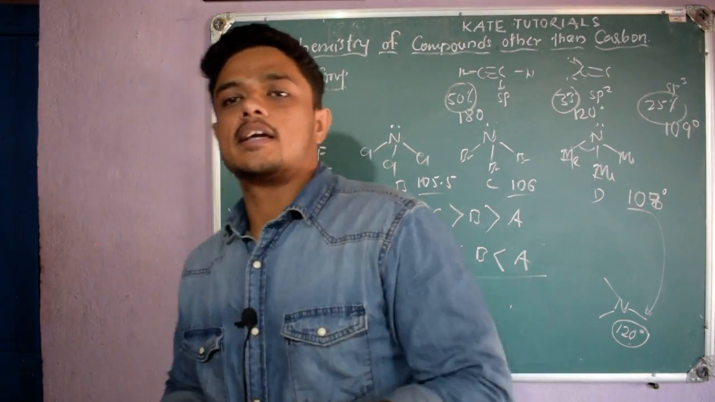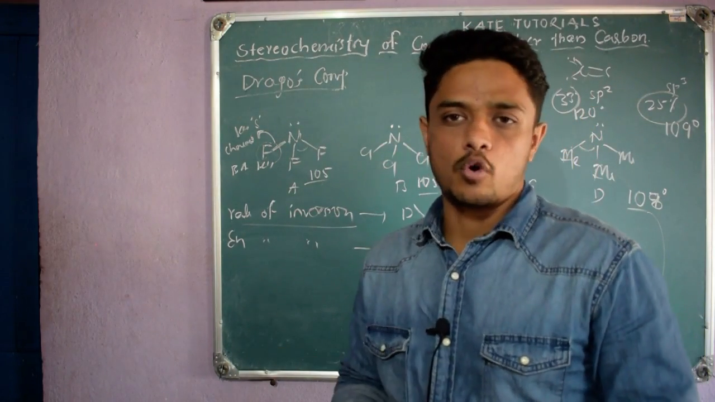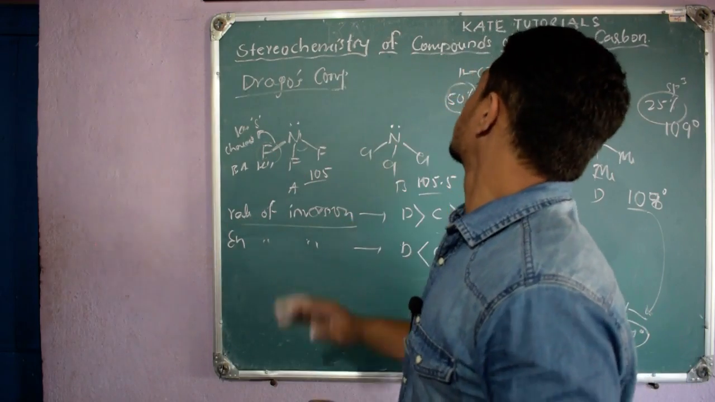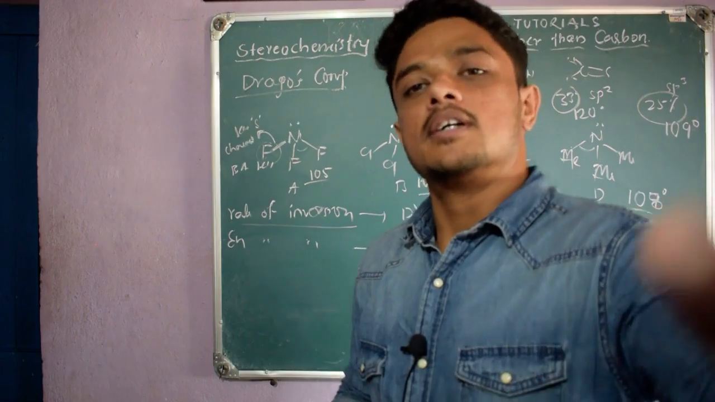So this NH3, N-methyl 3, all are called rotamers. In the next class, let us see a few more things in the stereochemistry of compounds other than carbon, and we will be discussing nitrogen in the next class.